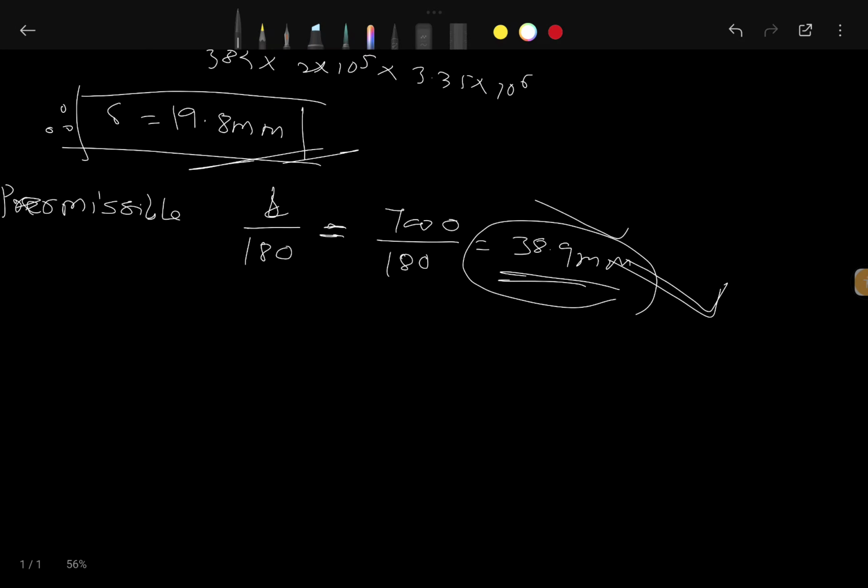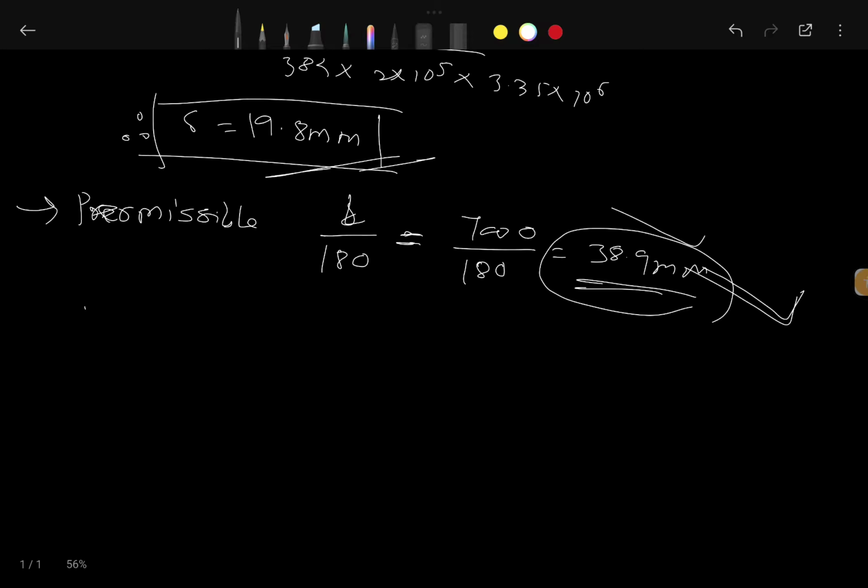Now, this is the final SHS section, the weight of this SHS section 120 by 120 by 5 mm. This section has weight 17.7 kg per meter.